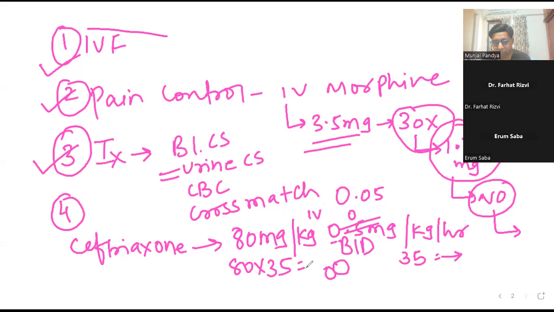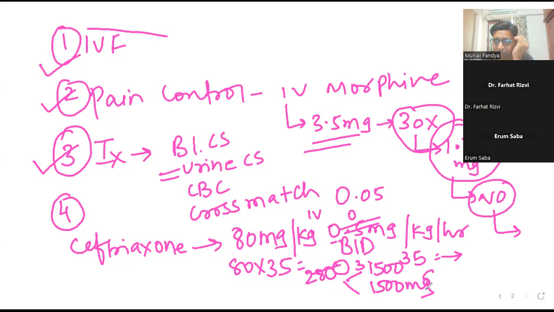2800 is the dose. Then we'll halve the dose and we'll give it. So probably if I count 3,000 roughly, 1,500 milligram you will give in the morning and 1,500 milligram you give in the evening, isn't it? Yes, sir. Okay, fine. So this is the only single antibiotic you would give empiric, or will you add another thing with it? Yes, sir.